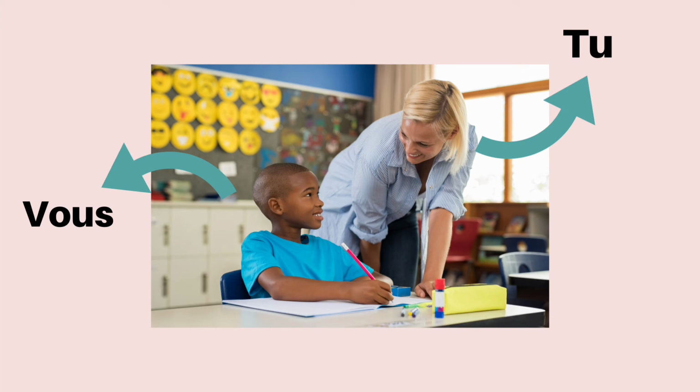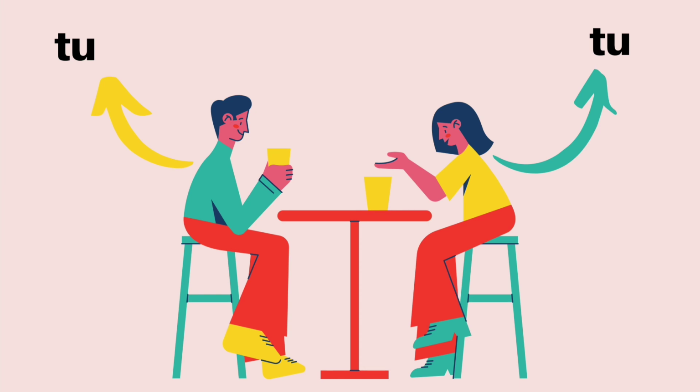Same way, if an elder is talking to a younger person, he or she will use tu, and if a younger person is talking to an elder, he or she will address them with vous. If two people of the same age, or if two people are friends or cousins or siblings, or if they know each other very well, they can address each other with tu.